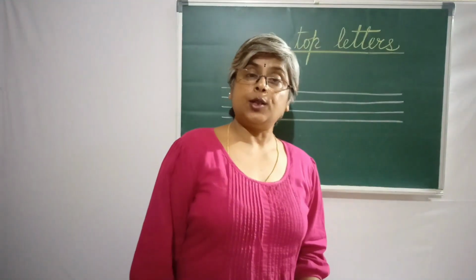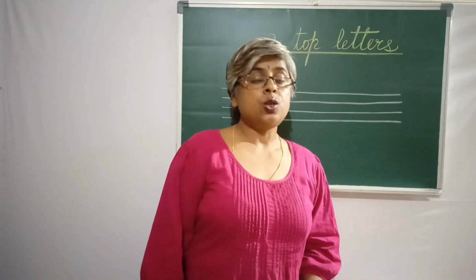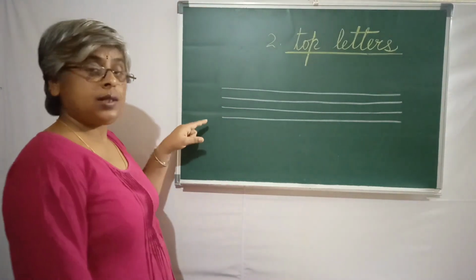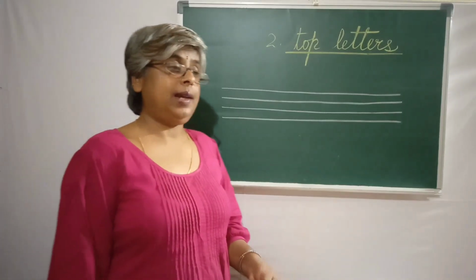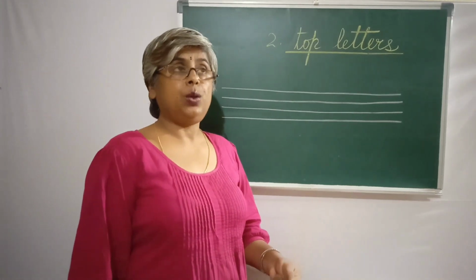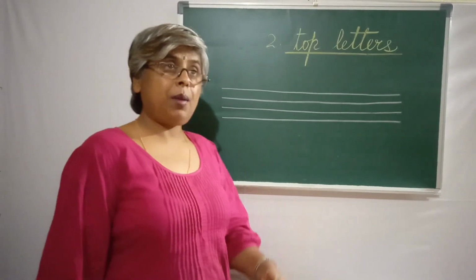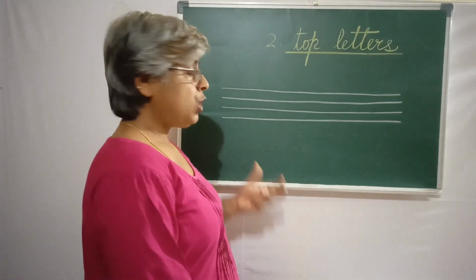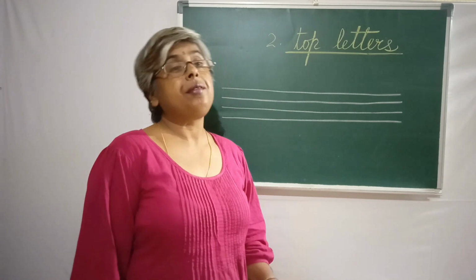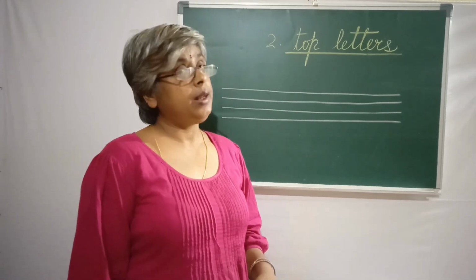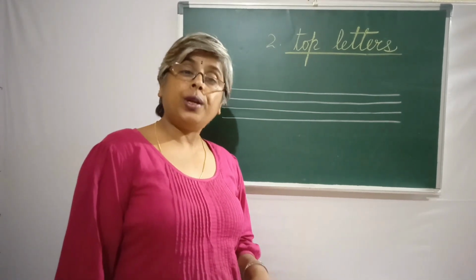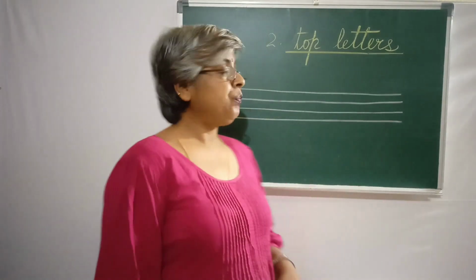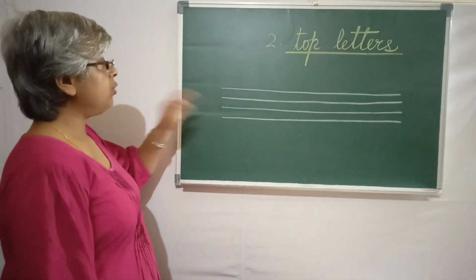Now, let's see the top letters. The letters which touch the first line of the four lines. We have got four lines again. I am explaining it again and again so that when the child or you will see the video, you will just remember which is the first line, second line, third line and fourth line. Children are writing, my dear. They are writing, but they are not touching the line and writing. So if we are not following the discipline while writing, our writing will never look beautiful.